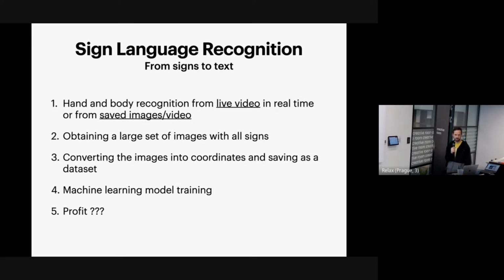So first of all, you need to do some recognition of the hand and body. The camera, the computer needs to know what it sees, that it's a person and they're showing their hands, or it's their body, their face, and all of that. It needs to do it from live video in real time. It looks like a minor thing that it should be in live video, but we will get to that.